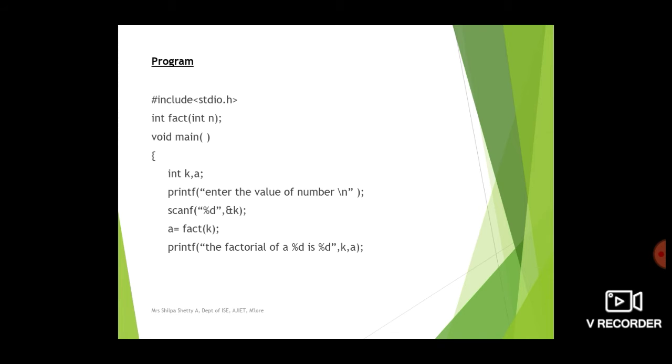So the factorial of %d is %d, that is, we are displaying the values of k and a. For example, the factorial of 5 is, say, 120. So that's the end of the main function. Now let us see how we should define the factorial function.